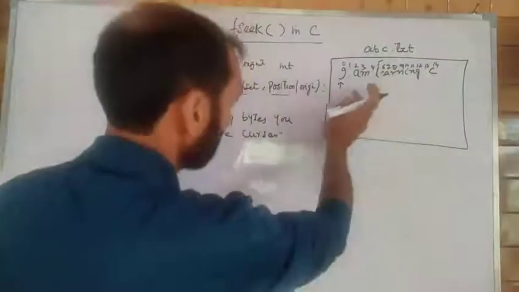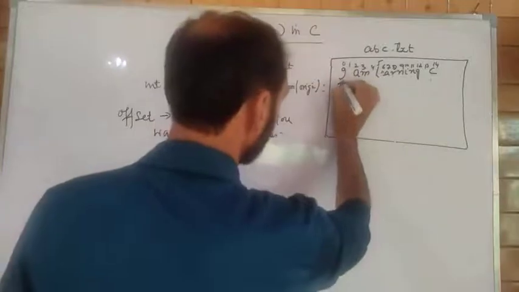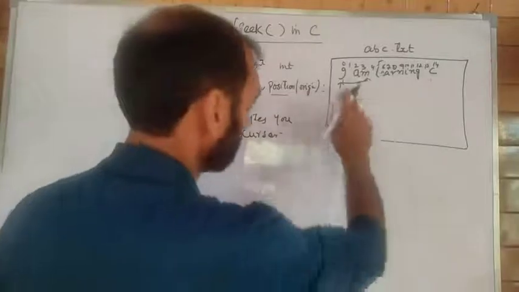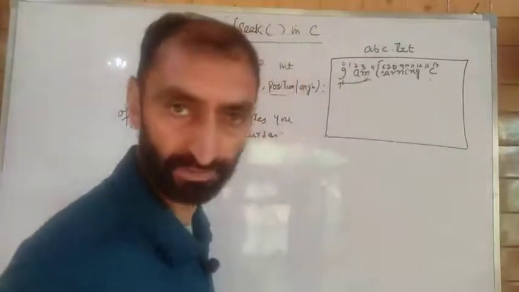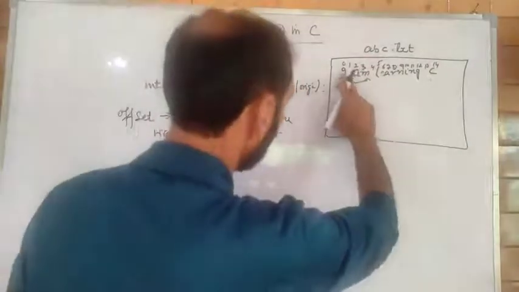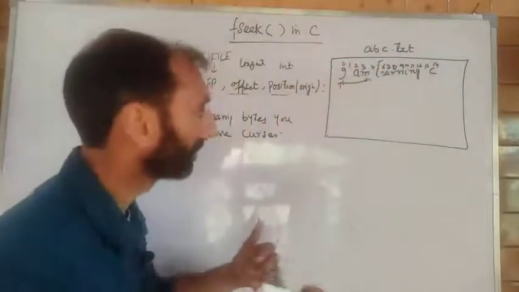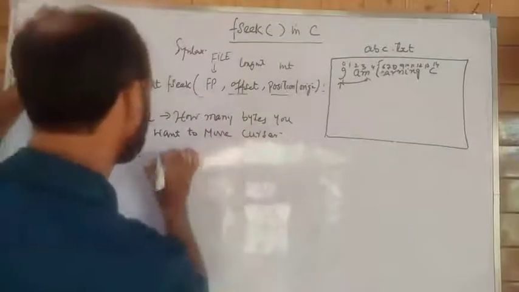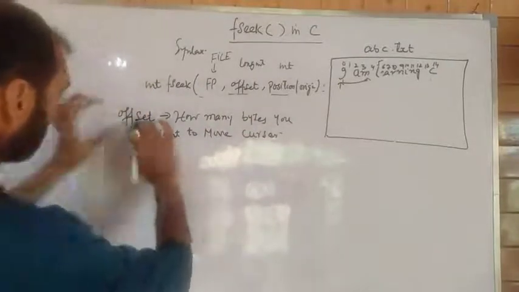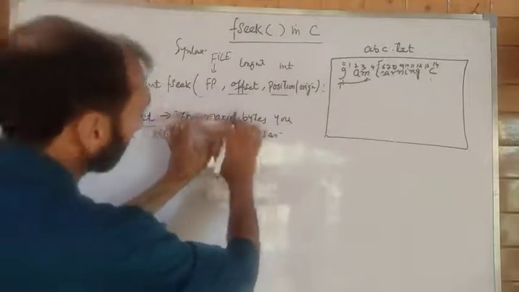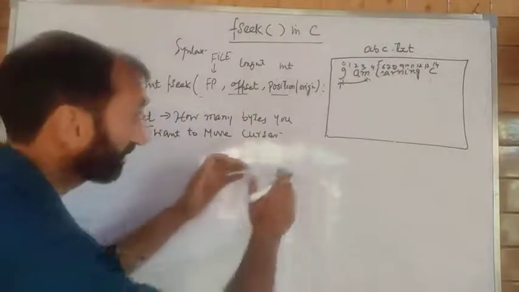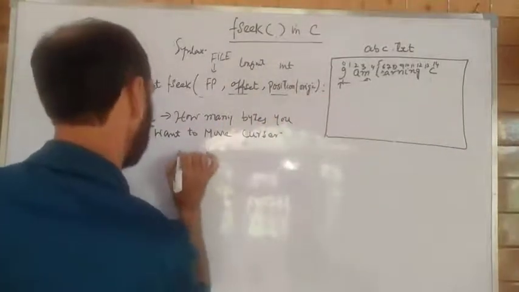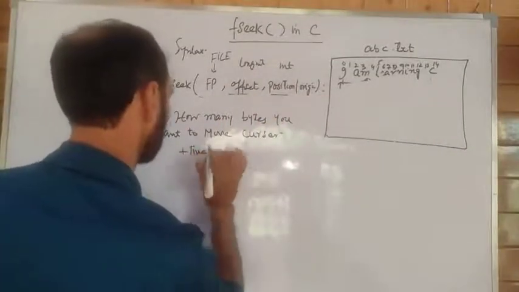For example, if I want to move the cursor from here to here, I want to move the cursor from I to M. How many bytes? First 1, 2, 3, and 4. I want to move 4 bytes forward. So I can write here a positive value. If I move the cursor forward, then I write a positive value, positive 4.